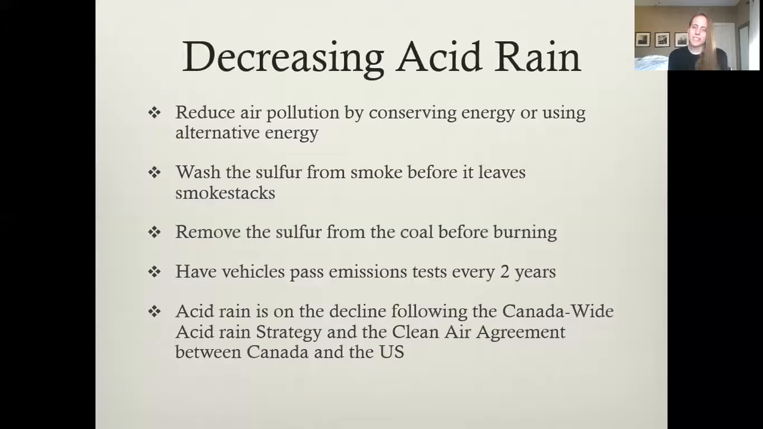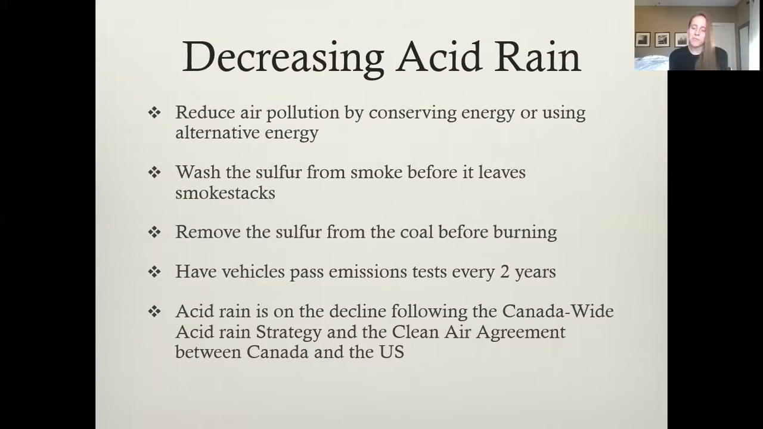So the main way to decrease acid rain is to just reduce air pollution, either by using alternative energy sources or conserving energy. In smokestacks, you can wash the sulfur from the smoke before it leaves the smokestack, or remove the sulfur from coal before you burn it. Stuff like that can reduce acid rain. Making sure that vehicles pass emissions tests can reduce the amount of pollution that they're putting out.